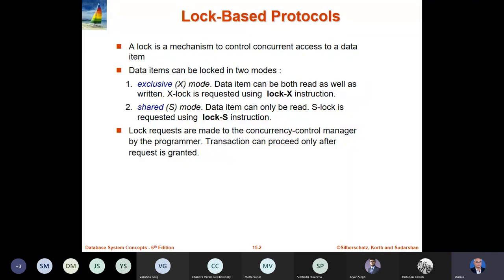So you lock a data item by making an instruction which is lock X, or exclusive lock, or S, or shared. And these requests are made to the concurrency control manager by the programmer. So do not take it literally that the programmer in the program will write all this. This actually is part of your transaction execution environment. Whenever you are doing a select or update, automatically the lock requests go. So as a programmer you don't have to write them. Transactions can proceed only after the request is granted.